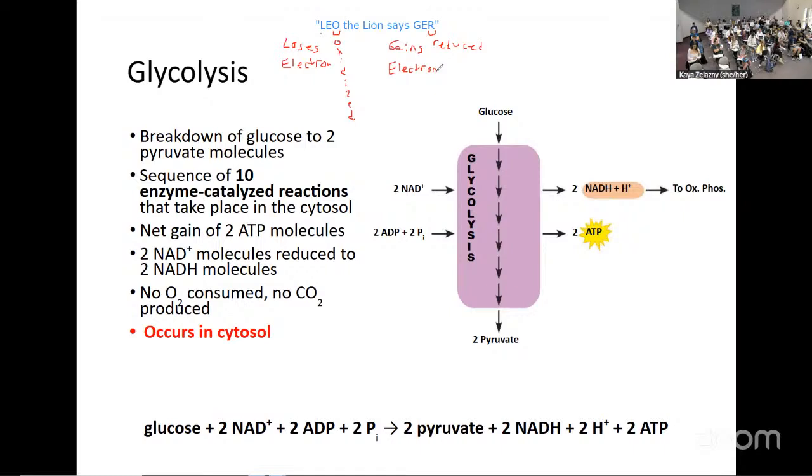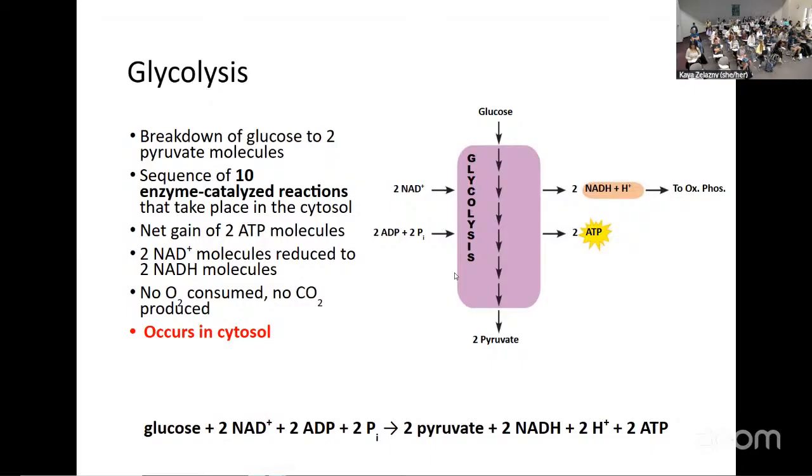The reason I'm reminding you that is that's how I remember that we have this reduced form, this NADH. So when we tack on this hydrogen, we're also tacking on electrons here. So we're gaining electrons, making this reduced electron carrier, NADH, as part of glycolysis. So this is going to be more important in our Krebs cycle, but it's also happening here in glycolysis. So other things to note about glycolysis is that nowhere in this equation should you see O2.